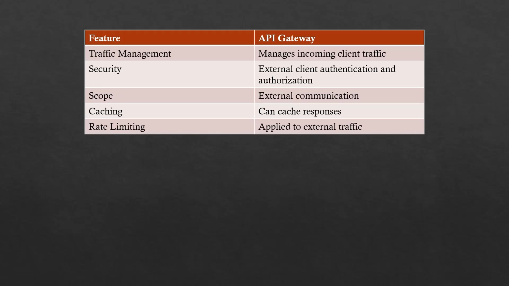Now let's compare API gateway and service mesh. The table on this slide outlines some key differences between the two. API gateway manages external traffic, including routing, security, and caching, while a service mesh focuses on managing internal service communication. Both play important roles but serve different purposes within a microservices architecture.